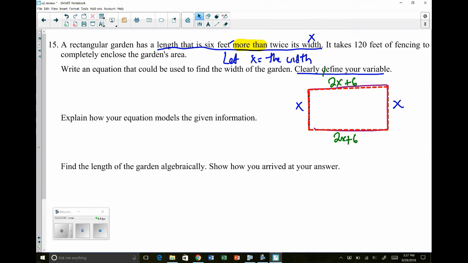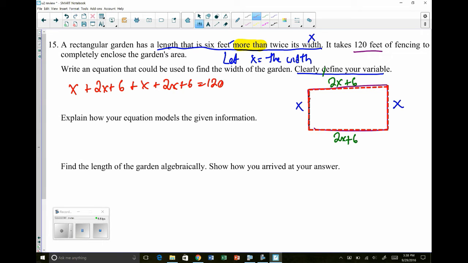So I need to set up an equation for perimeter because I know the perimeter is 120. Well, the perimeter is, I need to add up all those sides. So x plus 2x plus 6 plus x plus 2x plus 6 equals 120. Any equation that uses the perimeter of a rectangle formula works. I think that's the most straightforward one, or you could say 2x plus 2 times the quantity 2x plus 6 is 120. Doesn't matter. They didn't ask me to solve yet. Half of you probably already solved it, but wait to the last part.